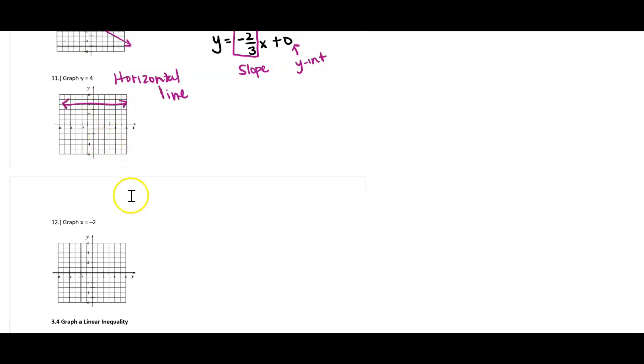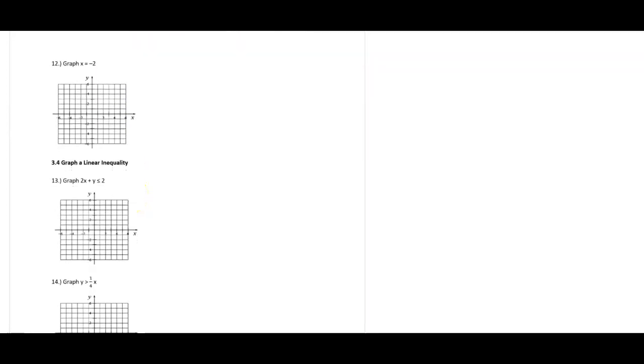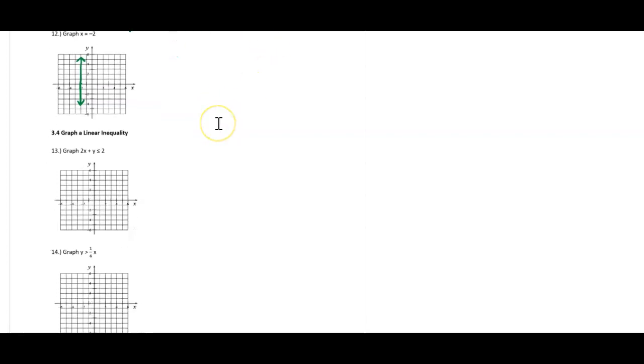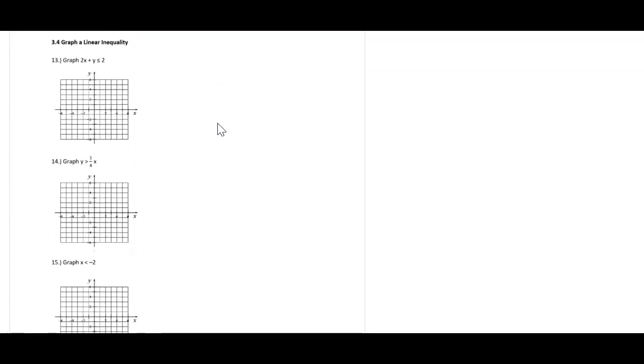And then similarly to that, if you have x equals just some number, that's going to be a vertical line. So in this one, on the x-axis, we're going to go over 2 places and then draw a line up or down there. Okay, so just remember when it's a vertical line or a horizontal line.